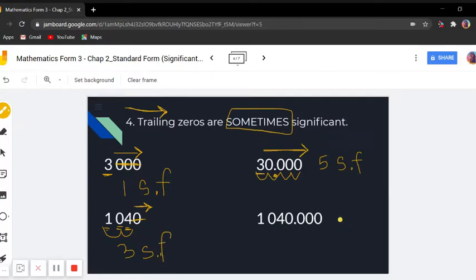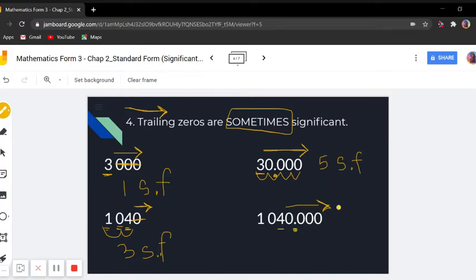Okay, let's take a look at the fourth example. 1040.000. So let's find the first non-zero number. The first non-zero number that we can see here is the number 4. So the 0s located on the right side of the number 4 will be considered as trailing zeros. Alright. So are these zeros considered as significant? Yes, they are significant. These 0s are significant because there is a decimal point.